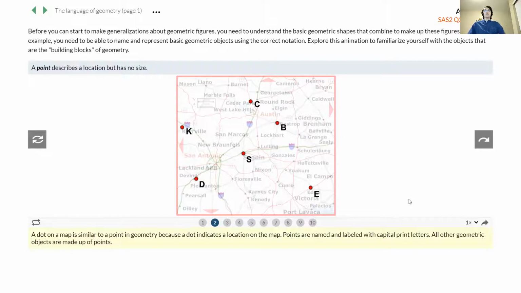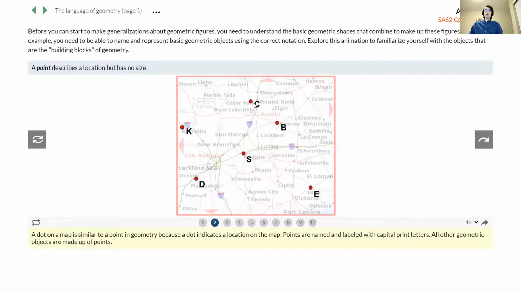I indicate them with letters to make them easier to reference and name, right? By saying the point C, it's a lot easier than saying the point that's the highest point or whatever. It's shorter, it's easier, and it's very clear to everyone. Points are what makes up basically everything else. Everything else is made up of points. So they're the most essential of the building blocks.